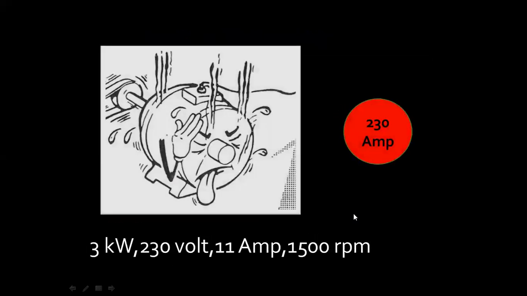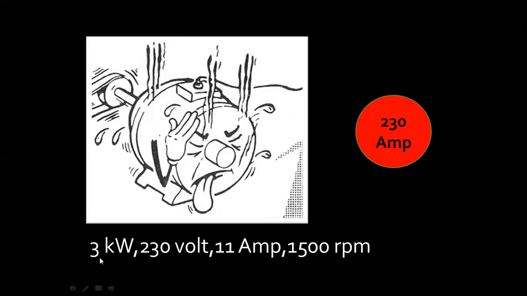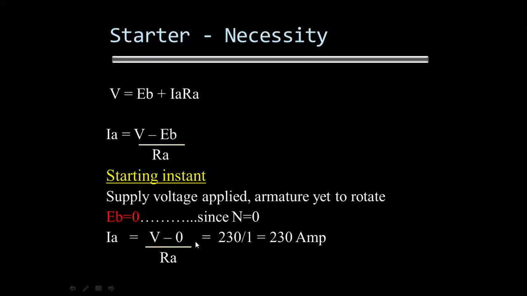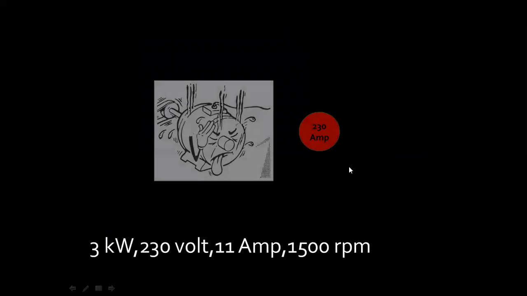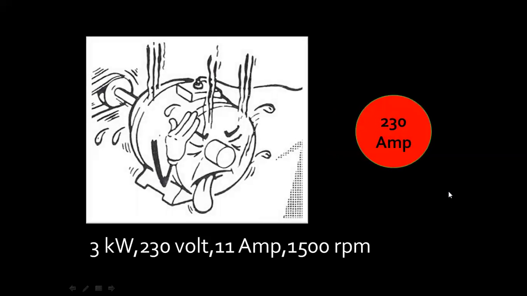So the motor in our lab, I have considered a typical case, 3 kilowatt rating, 230 volt, and maximum full load current is 11 ampere, and the rated speed is 1500 RPM. So the current which motor draws is 230 ampere as per the starting current equation. However, the motor rating is 11 ampere only. So what will happen? The motor will be damaged.